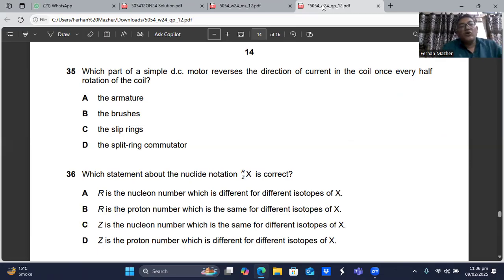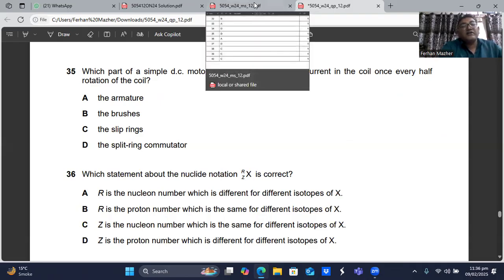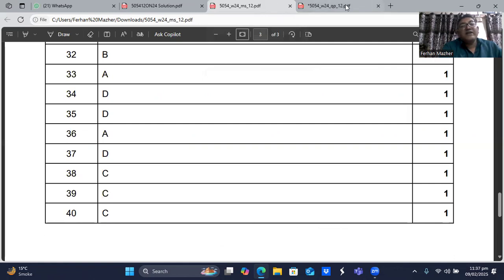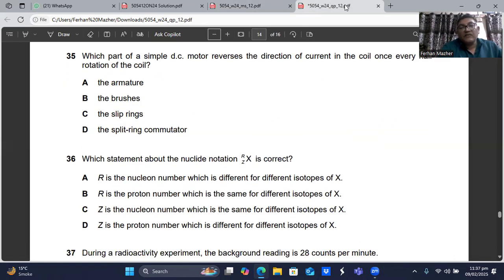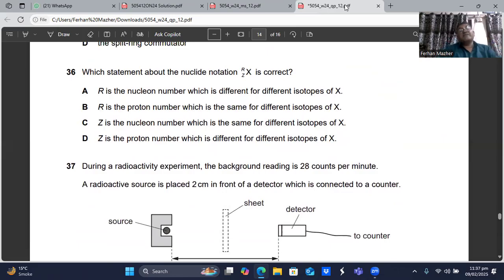So we think D is the choice, sir. The split ring commutator. D, question number 35, is the right choice. Then we have question number 36. Which statement about the nuclide notation is correct? A says the nucleon number is different for different isotopes of X. That is true. Isotopes will have the same proton number, but their nucleon number will be different.